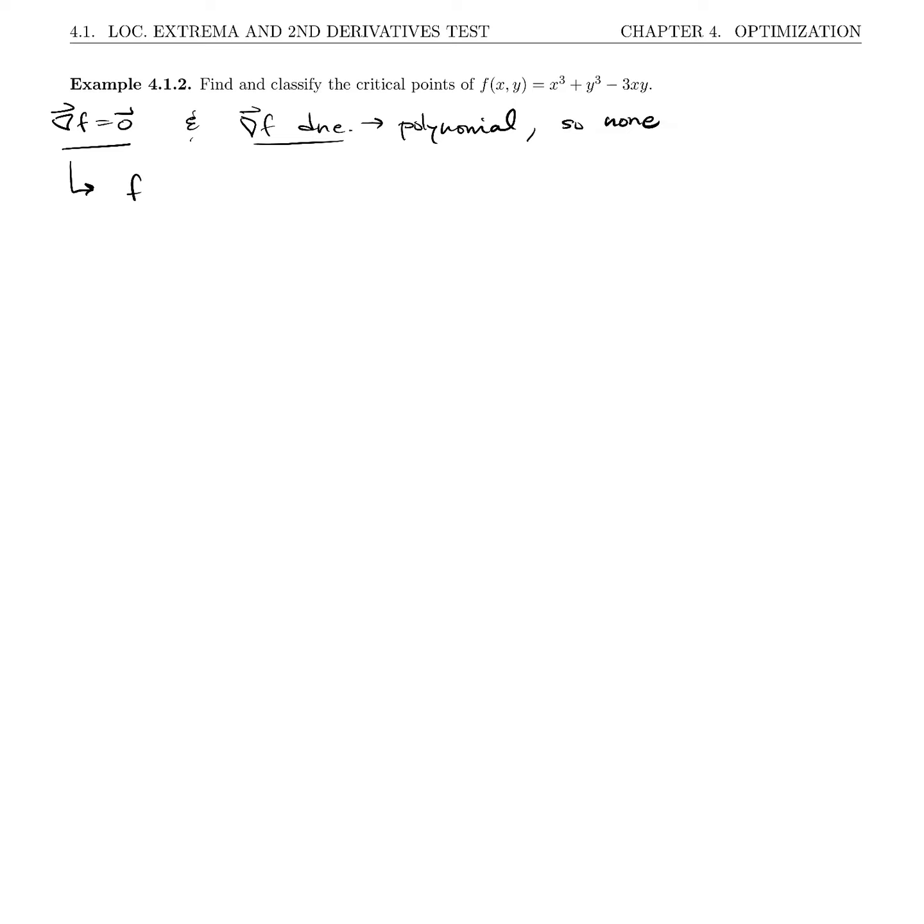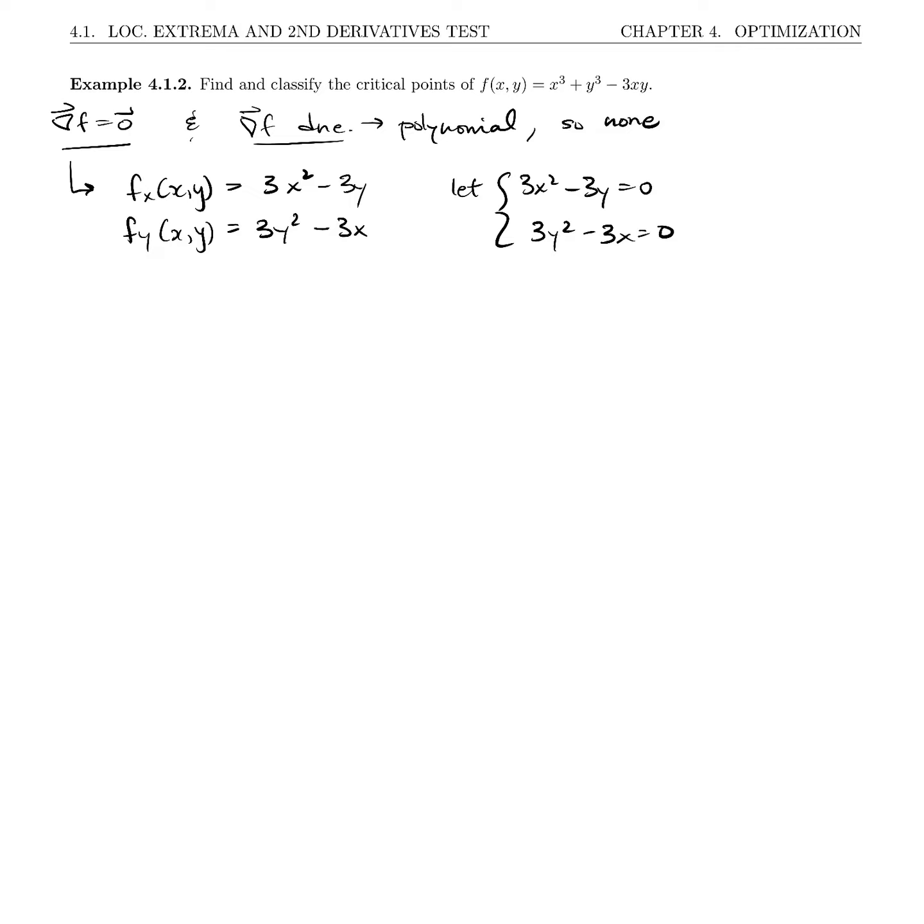Let's calculate the two partials. So f sub x of x, y is 3x squared minus 3y. And f sub y of x, y is 3y squared minus 3x. We want both of these to be 0, so let's let 3x squared minus 3y equal 0 and 3y squared minus 3x equal 0 at the same time.